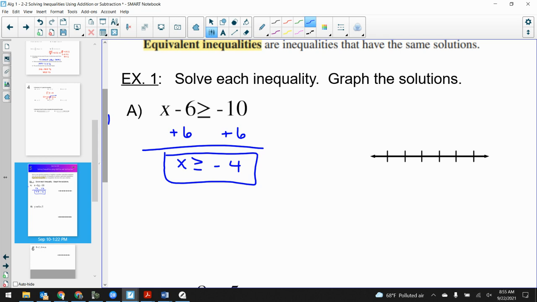Now, I want you to practice making these number line graphs where you have to fill in the numbers as well. So like here, I've got -4. What I need you to do is write out -5, -4, -3, -2. Fill in the number line a little bit. Okay?